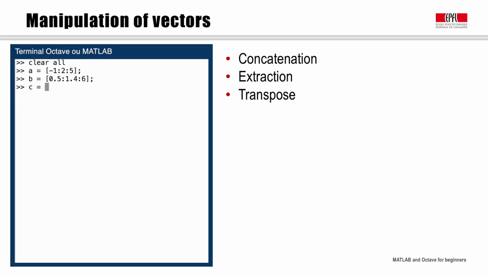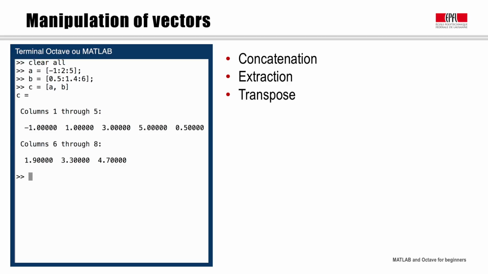Well, I say C, I use the brackets as before, and instead of writing numbers, I write the variables that I want to concatenate. So this is concatenating variables. And since I put a comma between them, these variables, the two row vectors, give a row vector with one line.